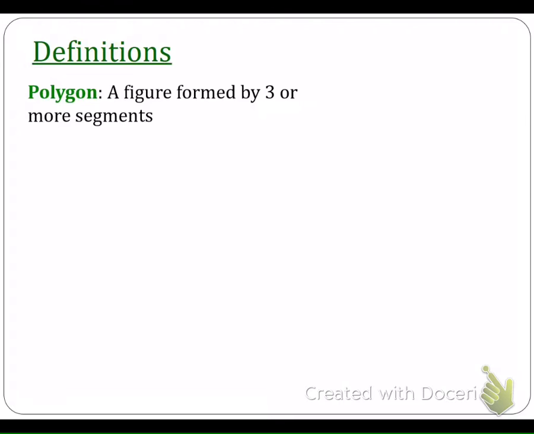We classify polygons by how many sides it has. So starting with 3 sides is a triangle. And then it goes on and on from there. We'll get to those in just a second.